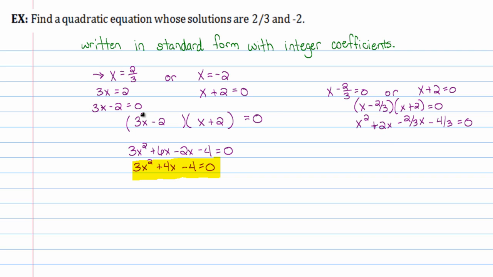So by starting with getting rid of fractions, I avoided having to do fractional arithmetic. I avoided having fractions as coefficients. Essentially, I just got down to a point where I had nice, beautiful integer coefficients. So that's just a hint for you: make your life easy by getting rid of fractions early.